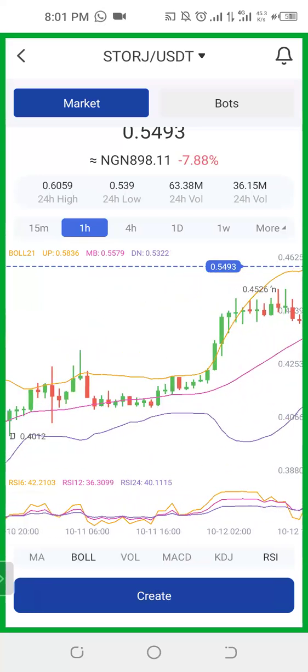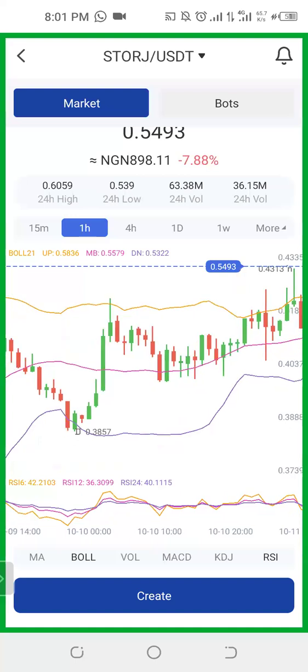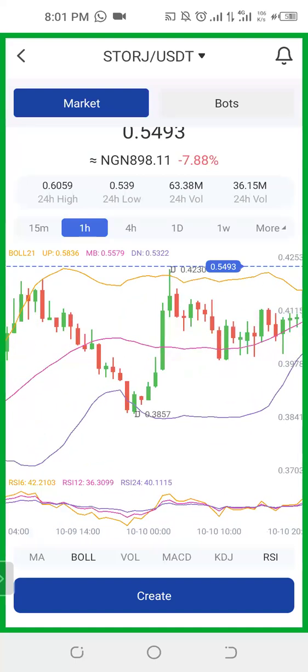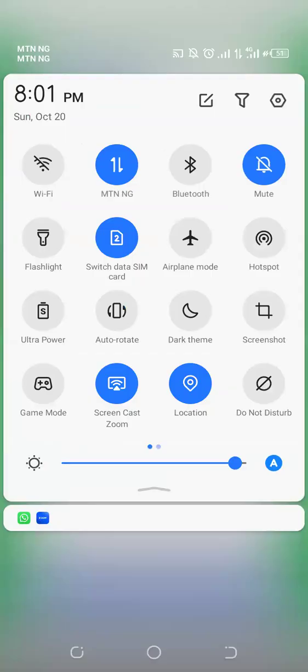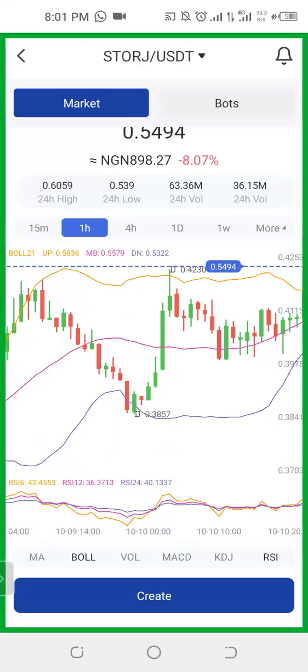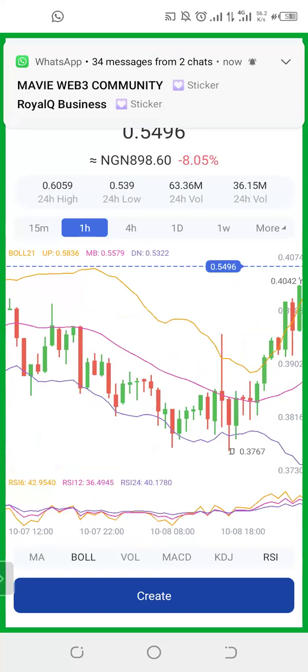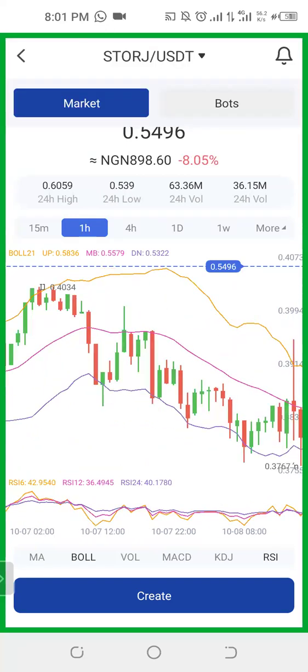Inverted hammer on a downtrend. Okay, I've seen another one. I've seen another one here. I've seen two. But I need a perfect example.